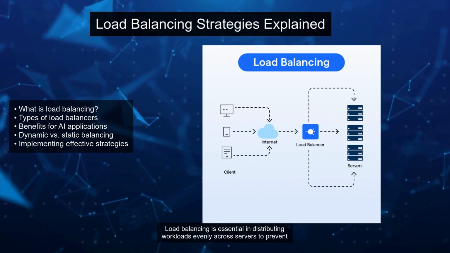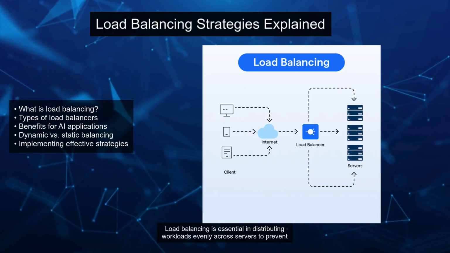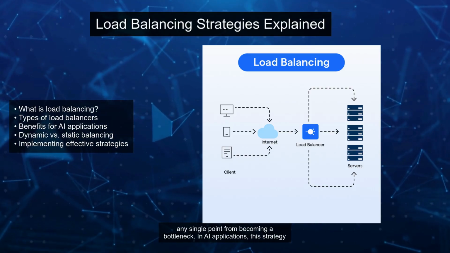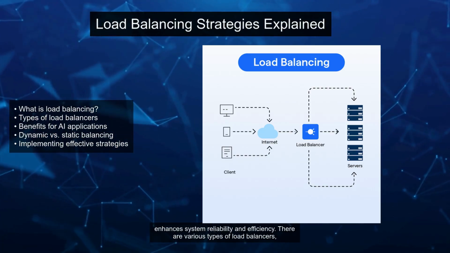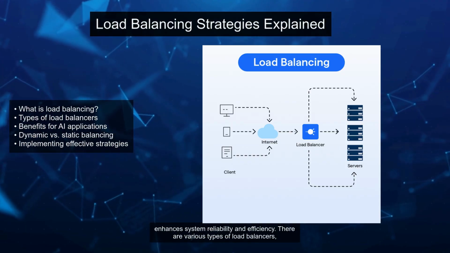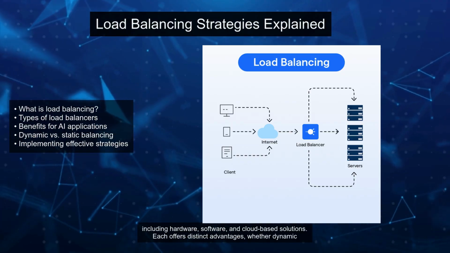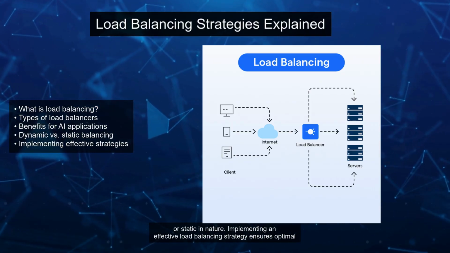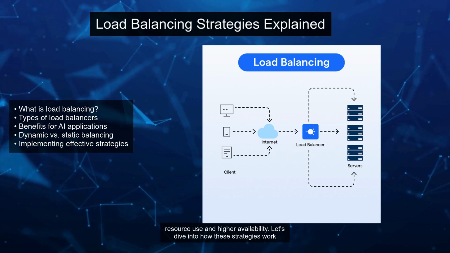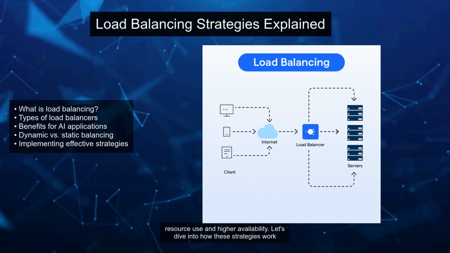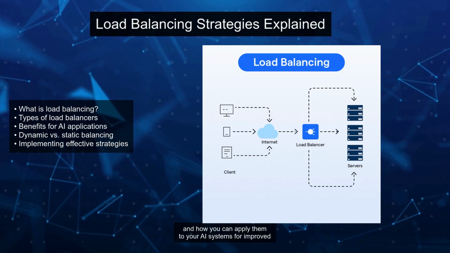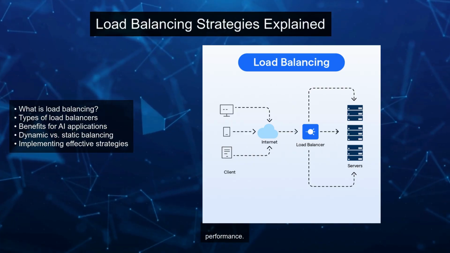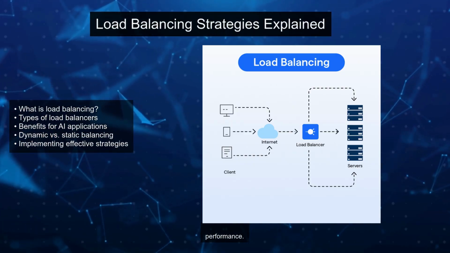Load balancing is essential in distributing workloads evenly across servers to prevent any single point from becoming a bottleneck. In AI applications, this strategy enhances system reliability and efficiency. There are various types of load balancers, including hardware, software, and cloud-based solutions. Each offers distinct advantages, whether dynamic or static in nature. Implementing an effective load balancing strategy ensures optimal resource use and higher availability. Let's dive into how these strategies work and how you can apply them to your AI systems for improved performance.